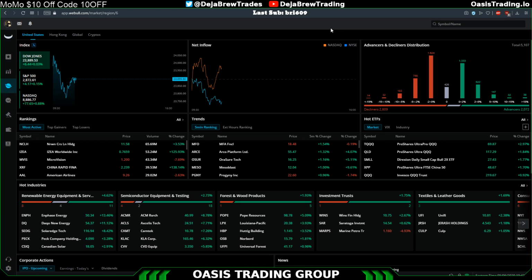So you have the 3 major indexes on the top left. You have the Dow Jones, the S&P 500, the NASDAQ. These will give you little brief price charts and how they're doing for the day. Right now, they're basically break even.